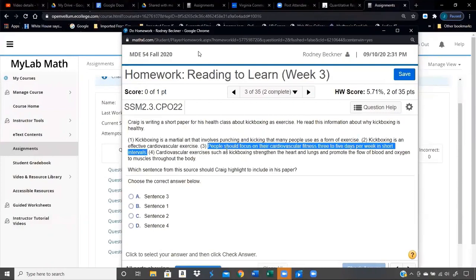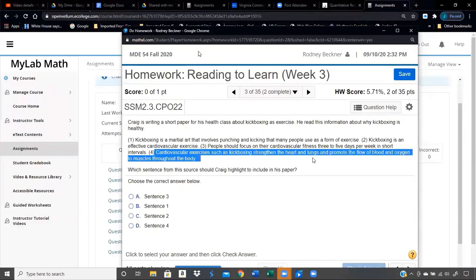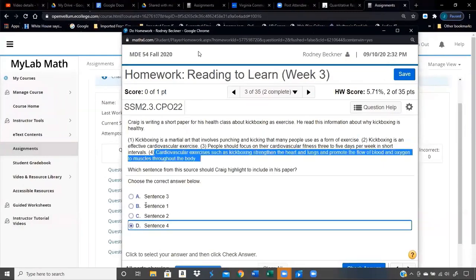Is it a good fact? Yes. But if we're just highlighting one sentence, it doesn't say kickboxing. So maybe that's not it. 4, cardiovascular exercise such as kickboxing strengthens the heart and lung and promotes the flow of blood and oxygen to muscles throughout the body. So let's see. We got someone that says D, which is sentence 4, and they're even jerks, and it doesn't go 1, 2, 3 if you're rushing. It goes 3, 1, 2 here. I bet if I did it wrong enough, it would resort it. So someone said sentence 4, that cardiovascular exercise such as kickboxing strengthens the hearts and lungs and promotes the flow of blood and oxygen to the muscle throughout the body. So that seems to touch on a couple of different concepts.